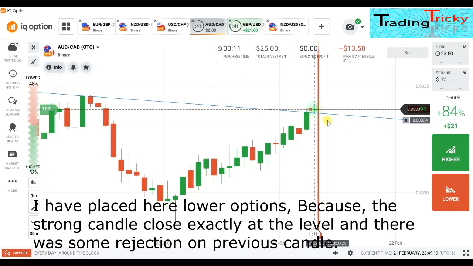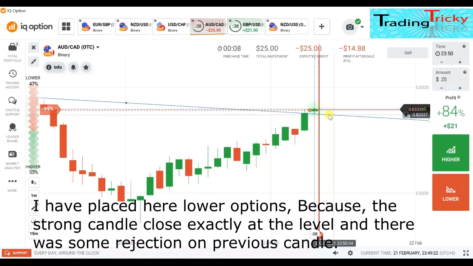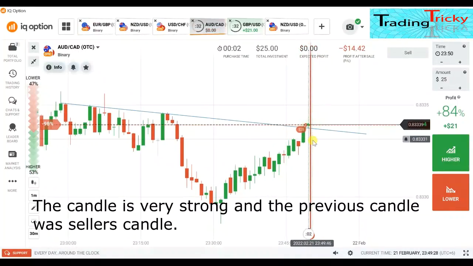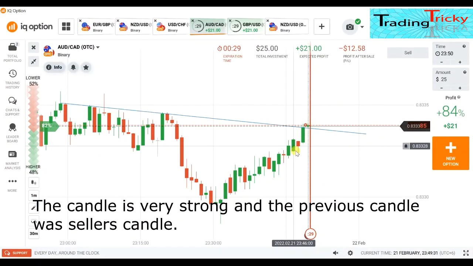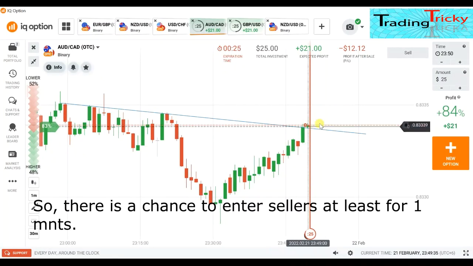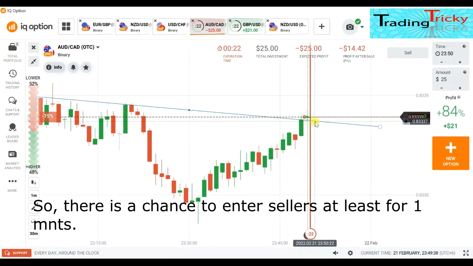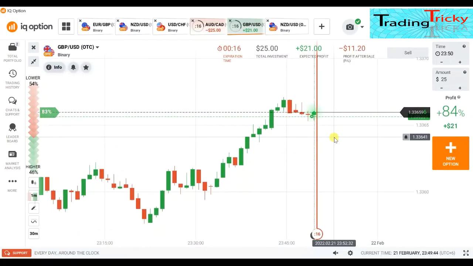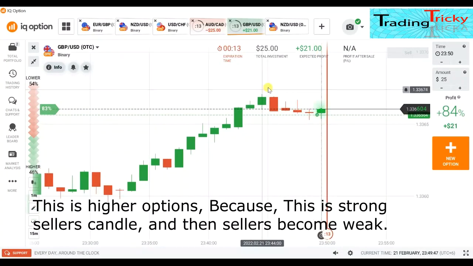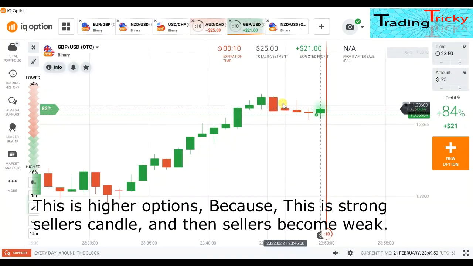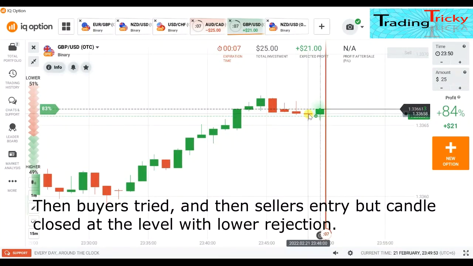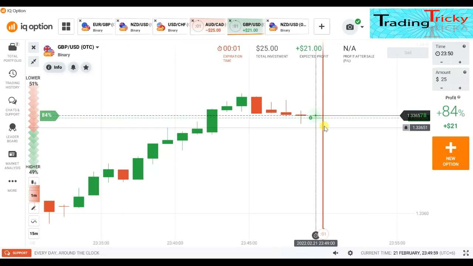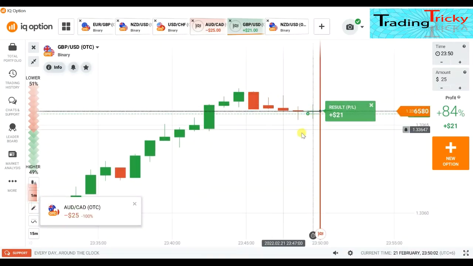I placed the lower option here because the candle closed exactly at the level and I saw some rejection during the forming of this candle. This is a very strong candle, and the previous candle was a red candle, so there is more chance of sellers entering, at least for one minute, at least for a small candle. So I placed the lower option here, and this is the higher option because it was a very strong sellers' entry, but buyers tried again, buyers tried strongly. Then here you can see sellers tried but it got rejected, so I placed the higher option because buyers are becoming stronger than the previous candles.